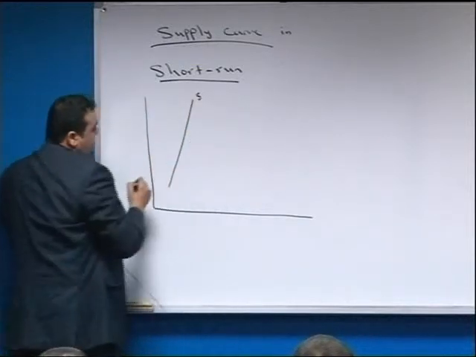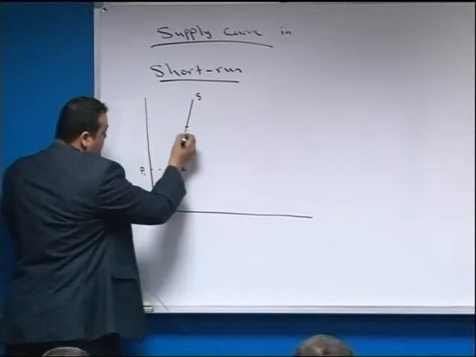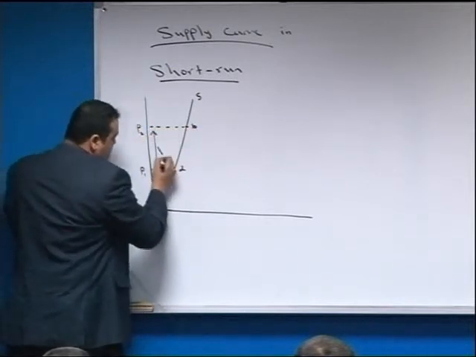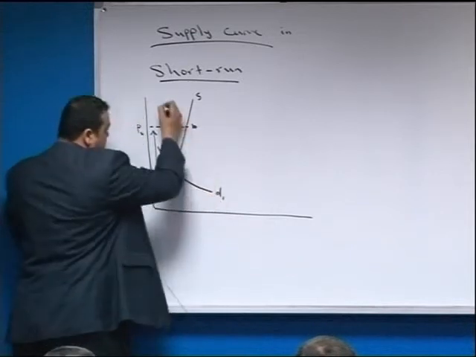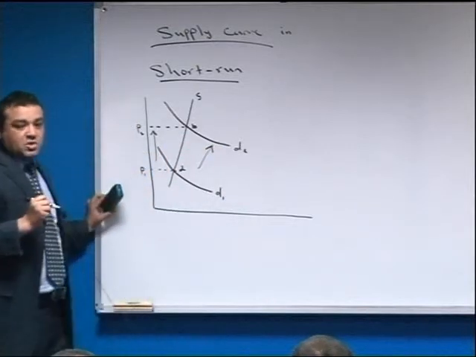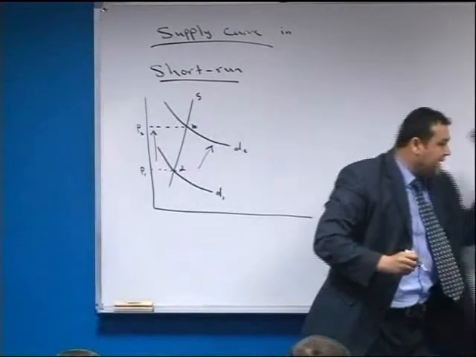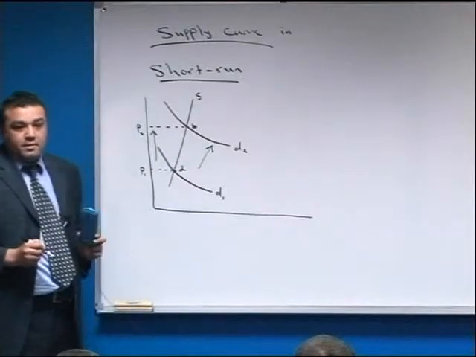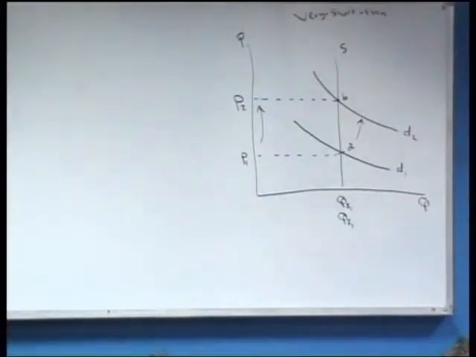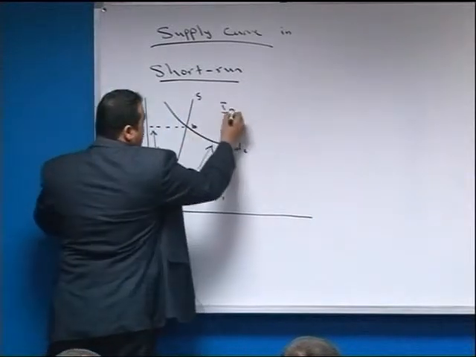So supply would be more elastic, but it would still be inelastic. This is S. A, P1, B, P2. This is demand 1, demand 2. As you see, in the short run, supply is more elastic than the very short run. Because in the very short run, the supply curve is a vertical line. In the short run, it would be more elastic, but it's still inelastic supply.